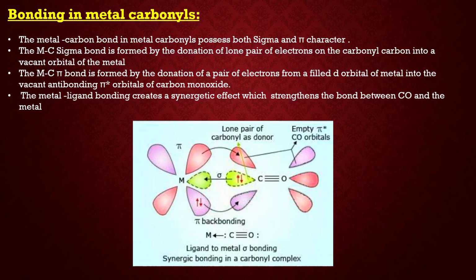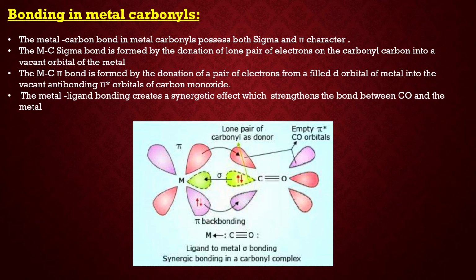Now, bonding in metal carbonyls. The metal carbon bond in metal carbonyl possesses both sigma and pi character. See the figure. The metal carbon sigma bond is formed by the donation of a lone pair of electrons by the carbonyl carbon into the vacant orbital of the metal. You can see the green colored carbon atom orbital donates the electrons to the empty d orbital of the metal and forms a sigma bond.